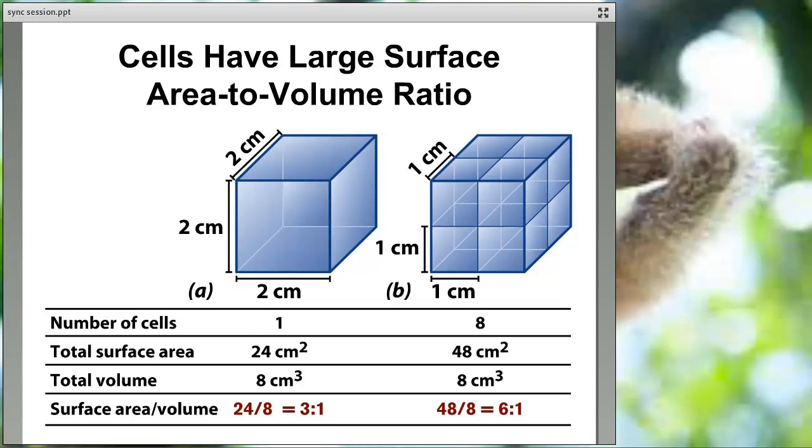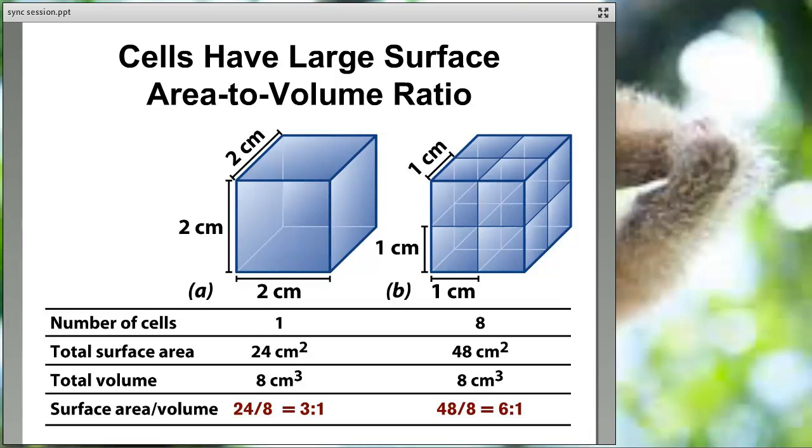So here we have a picture that on the left is one cube that's 2 centimeters by 2 centimeters by 2 centimeters, so that represents just one cell. And then on the right, they divided this same thing into smaller pieces, so it actually is 8 separate pieces. For the left, the total surface area, the area of all the outside parts, is 24 centimeters squared, and the volume is 8 centimeters cubed. So this gives it a 3-to-1 surface area to volume ratio.